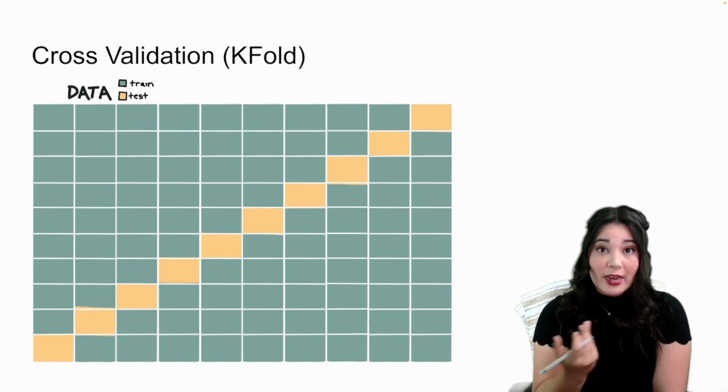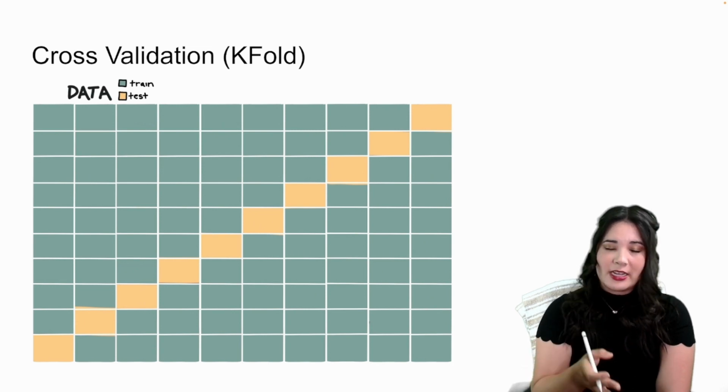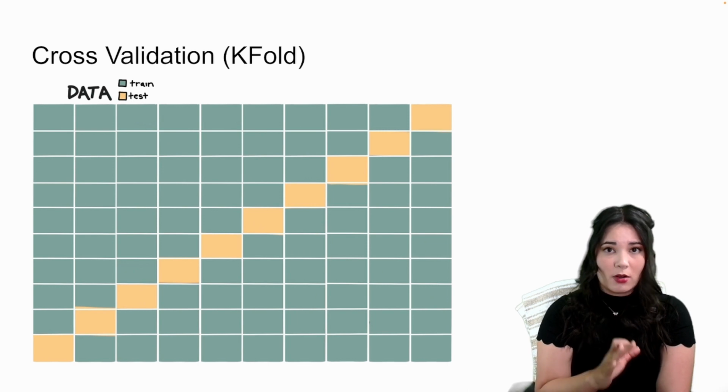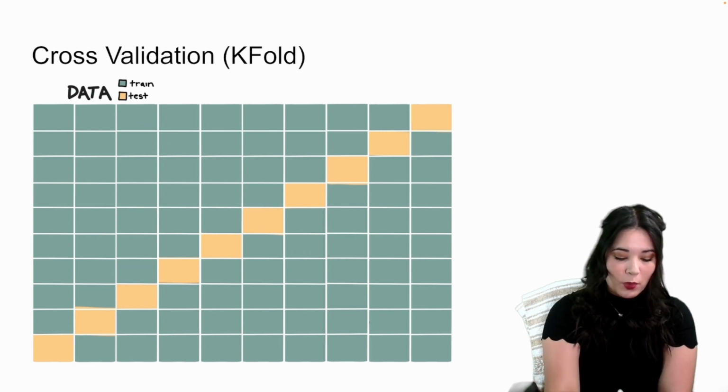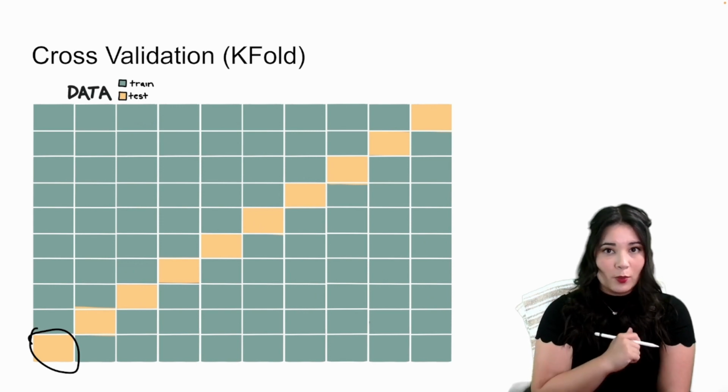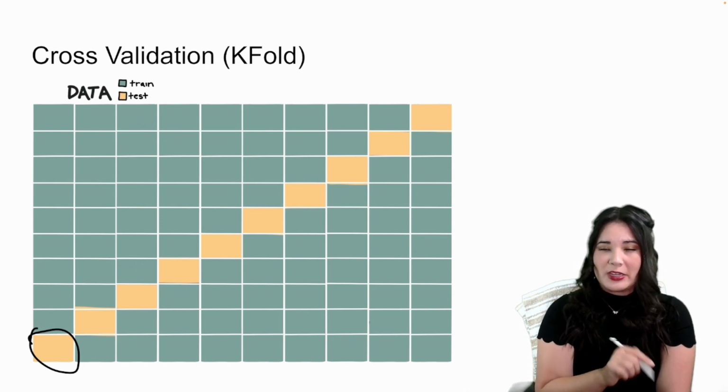So if we had 10-fold cross-validation, we take our data and split it into 10 equally sized groups. Then what we do is we fit a model on k-1 of these folds, leaving one of the folds to be our test set. But we're not done there. We are now going to fit a second model.